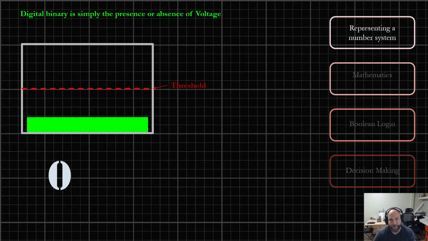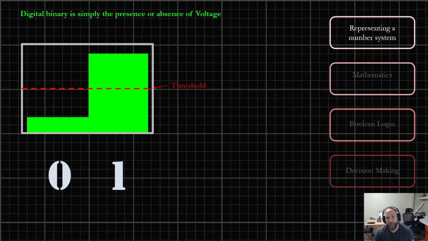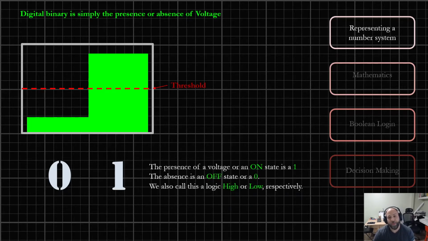We can see here in a pseudo representation of a voltmeter that there is an imaginary threshold, right? If the voltage does not cross the imaginary threshold, if it's lower than that threshold, that would be considered a 0. If it's above that threshold, we can assume that it is a 1. So the presence of voltage would be considered on, and we can represent that with a 1, and the absence of said voltage would be considered off, a switch either being in the on state or off state, a binary state switch either being off or on.